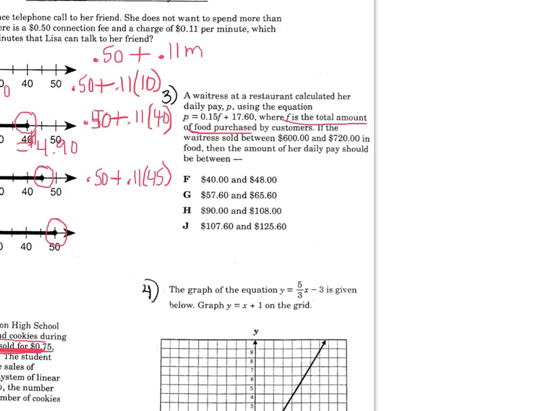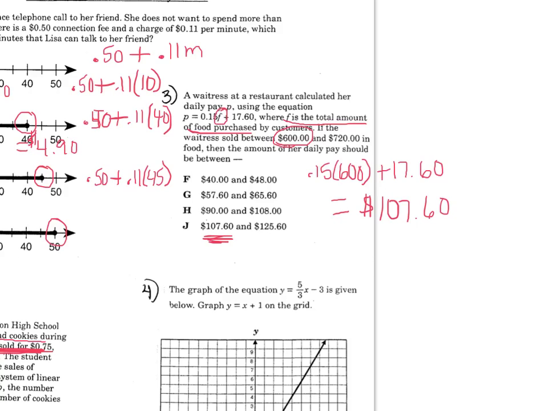Okay, so what we're going to do is plug in $600 for F right here, and let's figure out what her pay would be if she sold $600. So we're going to plug it in: 0.15 times 600 plus 17.60. Now, if you plug this in on your calculator, you will see that that's going to equal $107.60. So if you look at these answer choices, $107.60 is right here. That's the bottom amount.